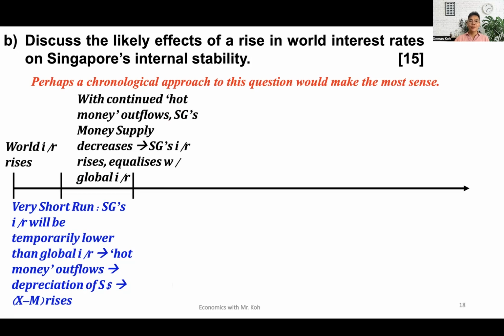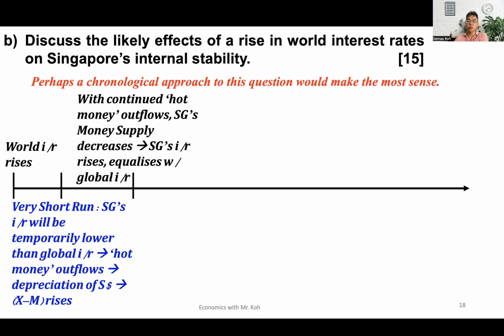Now, this continues for a while, and Singapore's money supply would naturally decrease, leading to a rise in domestic interest rates. And so very quickly, Singapore's interest rates would equalize with the global rate. This is really important because in part A, we established that Singapore is an interest rate taker. So it has no control over its interest rates. In other words, there is no monetary autonomy.